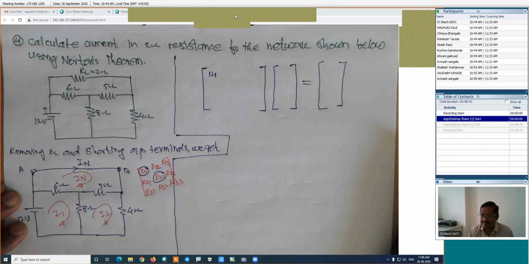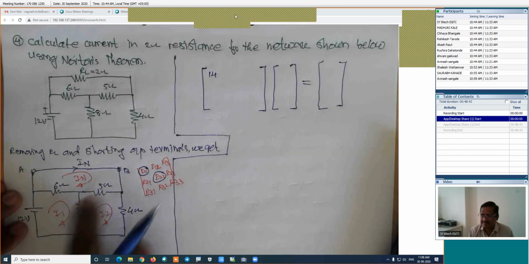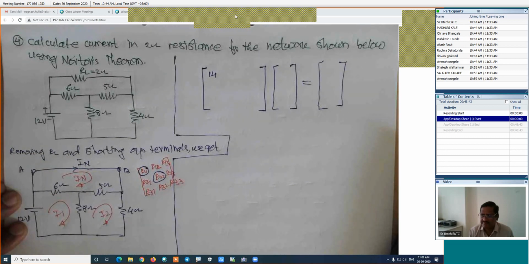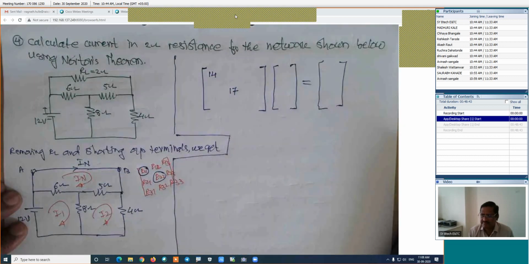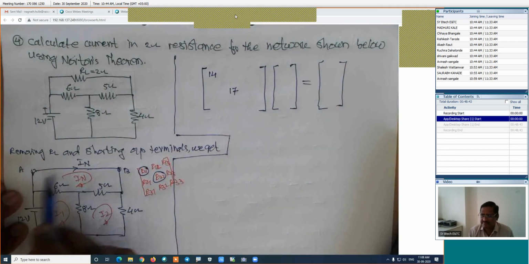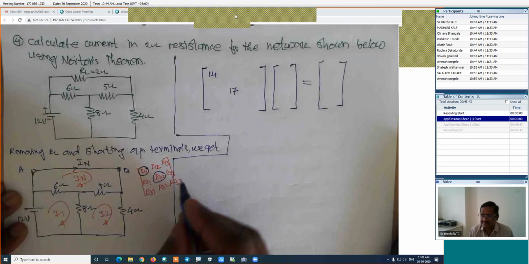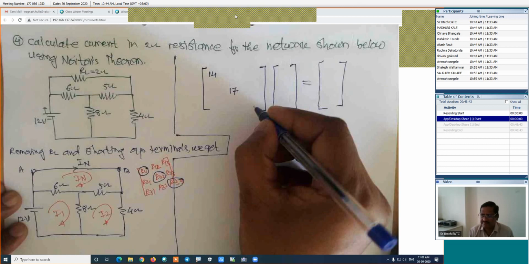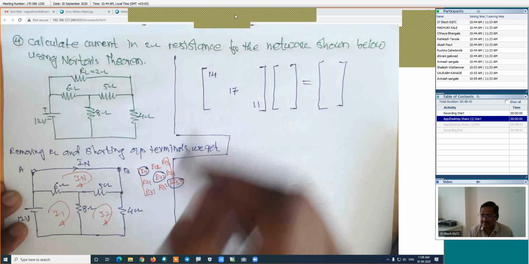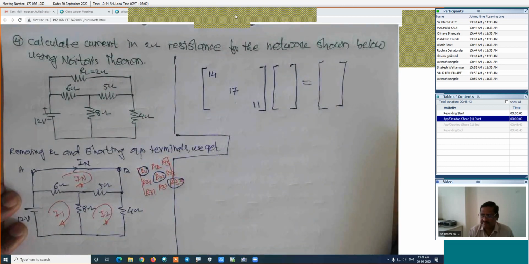Then how much is the R22, resistance of the second loop? The resistance of the second loop is 8 plus 5, 13 plus this 4, 17 I guess. This is 17. If I'm doing the wrong calculation, please remind me. And finally, we are finding this R33, resistance of the third loop, which is 6 plus 5, which is nothing but the 11. Only the diagonal elements are positive in this method, remaining all elements are negative.